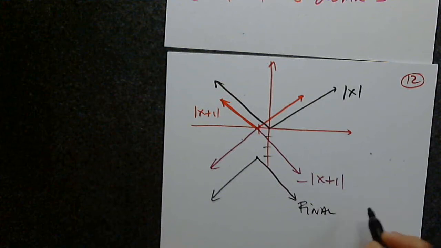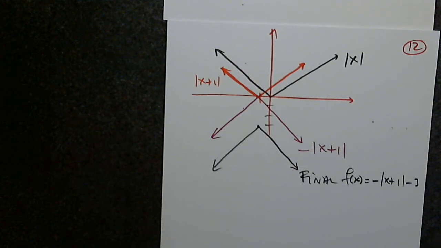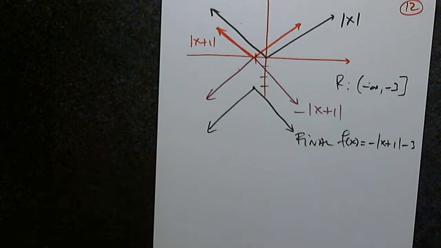Final: f of x equals negative absolute value of x plus 1, minus 3. Once you understand this, you know exactly how this function will look. Can anyone identify the range of this function? We haven't even plotted points per se. So what will be the range of this function? From negative infinity till negative... That's it. So the range is negative infinity to negative 3.